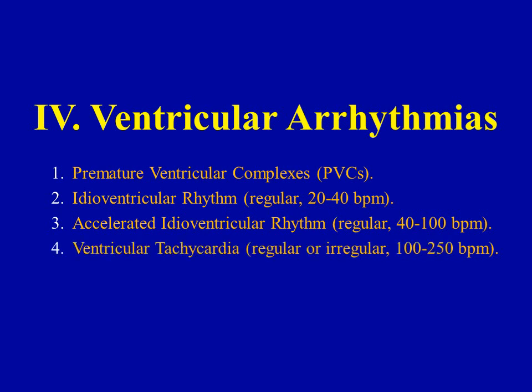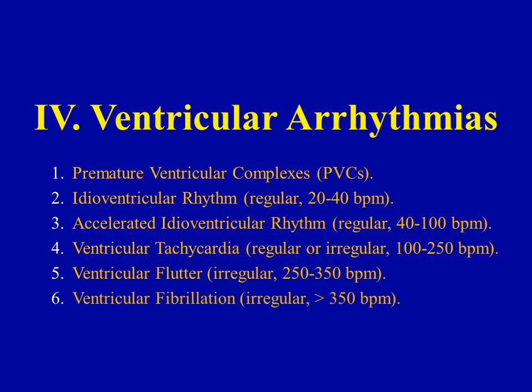Then we have ventricular tachycardia. It could be regular or irregular, and the heart rate is between 100 to 250 beats per minute. And then ventricular flutter, where the heart rate is high, between 250 to 350 beats per minute. And finally, the most serious ventricular arrhythmia, which is ventricular fibrillation, that has a heart rate above 350 beats per minute.